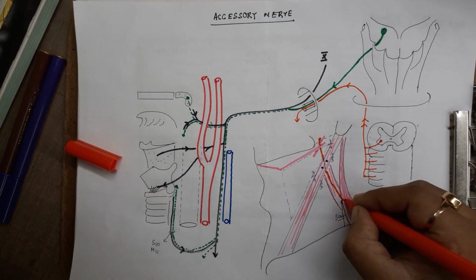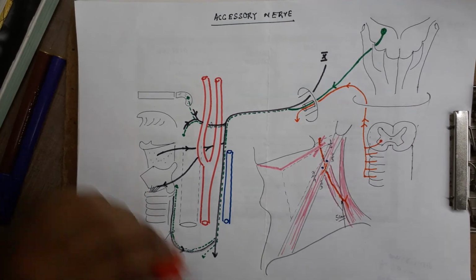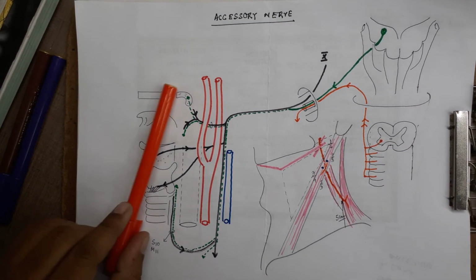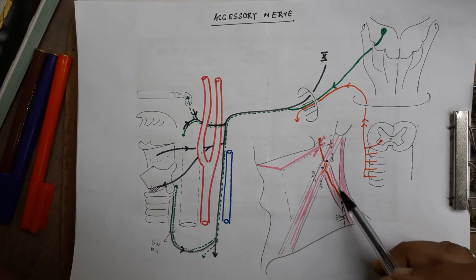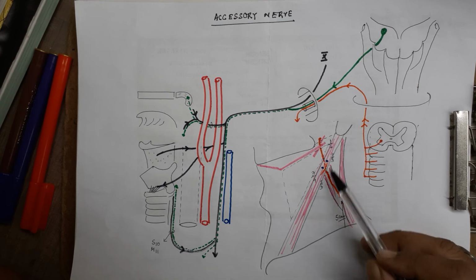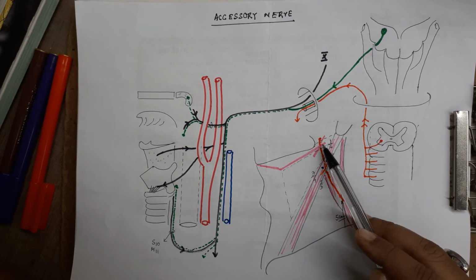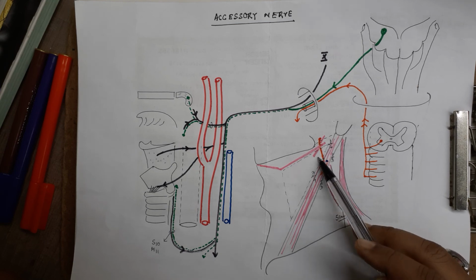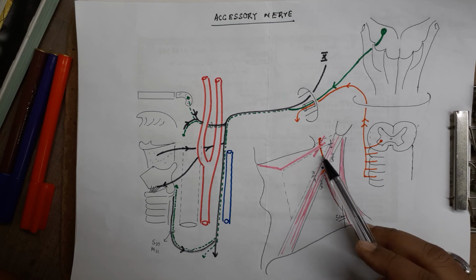So in its course, it supplies the trapezius, and it supplies the sternocleidomastoid muscle. To be noted, the spinal accessory, though it is the major key structure in the posterior triangle of the neck, is also seen in two subtriangles of the anterior triangle. One is the digastric triangle, another is the carotid triangle.